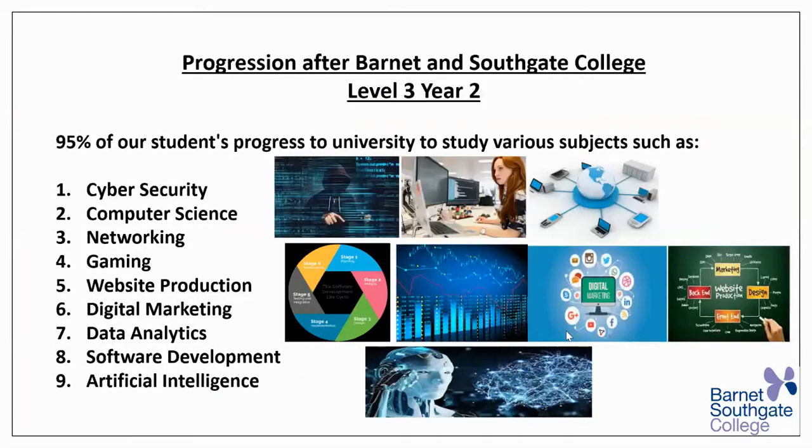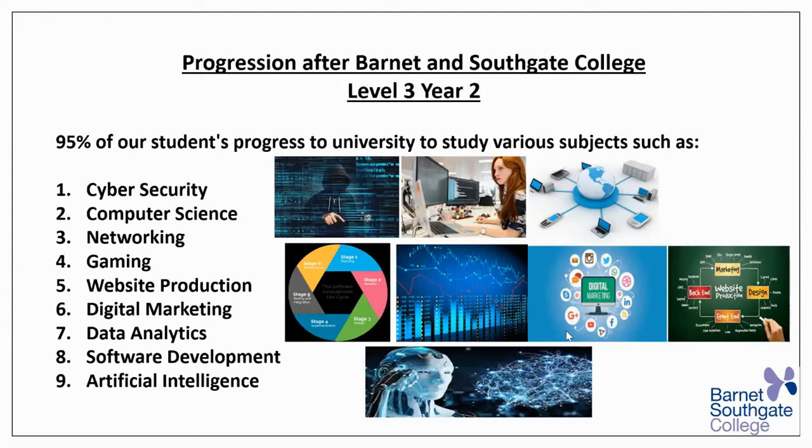Right. So I've gone into progression after Barnet Southgate College at level 3, year 2. I will explain progression from level 2 in a few minutes. At the end of the 2 years of doing the ICT course at level 3, 95% of our students have progressed to university, which is a big rate. They've gone into various degree courses they wanted to do. Having learned about different units, they're able to choose the degree they want to do.